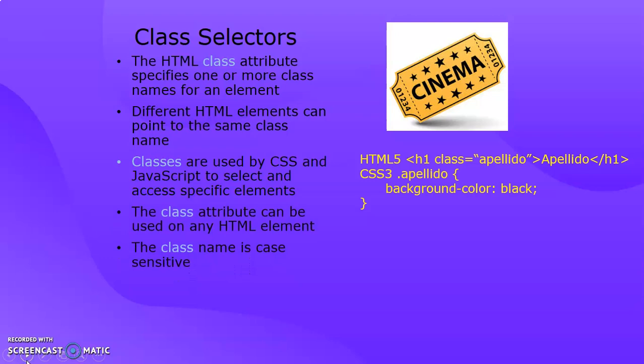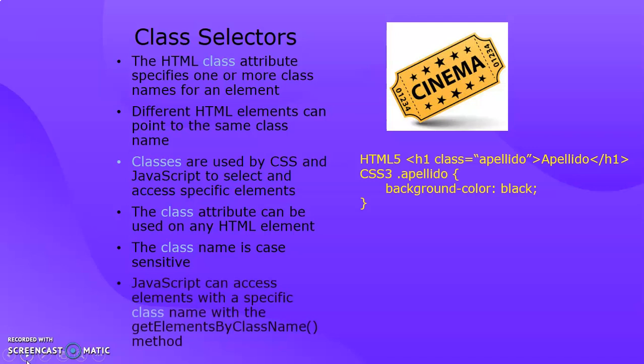The class attribute can be used on any HTML element. The class name is case sensitive, just like the ID. In JavaScript, we can use the class selector to identify an element through the getElementsByClassName method, like in the example. Here we have an example of HTML code, and we will see how the ID and class selectors work.